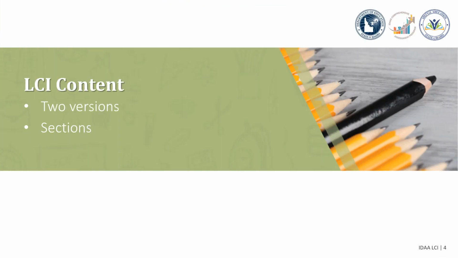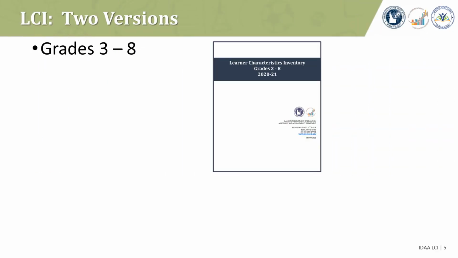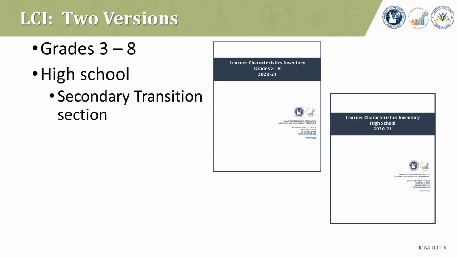Let's take a look at the content of the LCI. I'll talk about the two versions of the LCI and describe the types of items in each section. One version of the LCI is for students in grades 3 through 8. The high school version of the LCI is the same as for grades 3 through 8, with additional sections related to secondary transition.